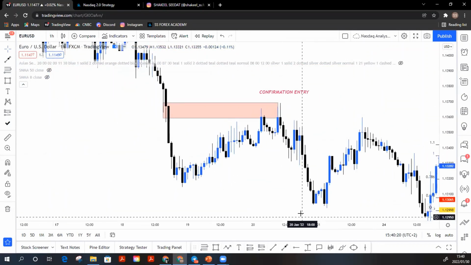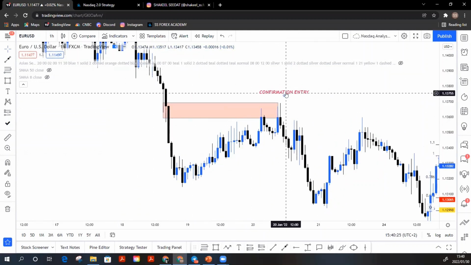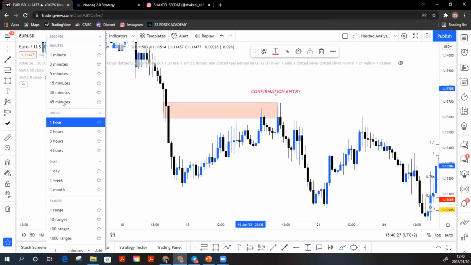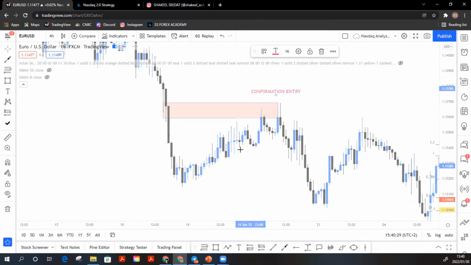When it comes to one like this here, where you've identified your confirmation entry, this would be of a H4. So if we look at it here, we'll see an H4.